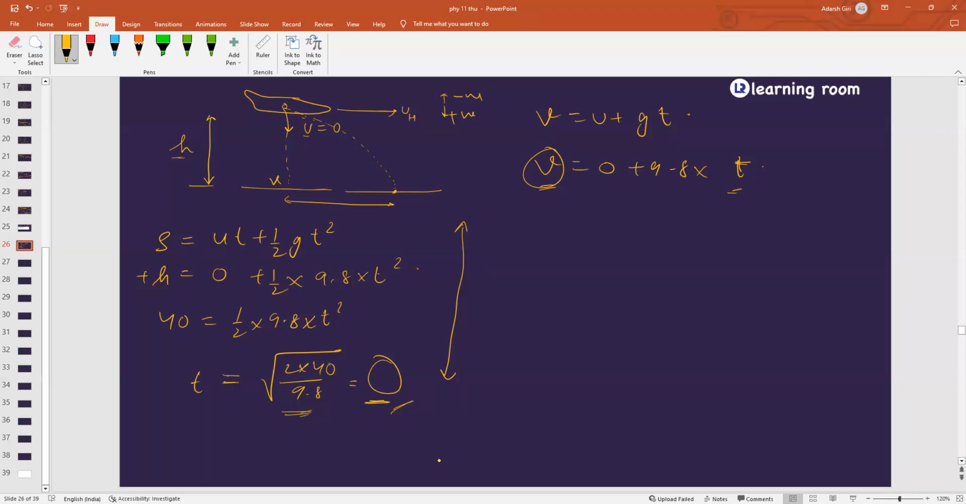Just put the values here and tell me the time. Then take that time and put it here. You'll get the velocity. Second part. Now we have to move on to the third part. But do it fast.